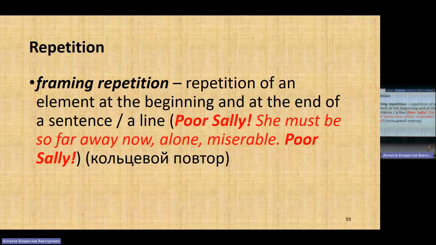Framing repetition, repetition of an element at the beginning and at the end of a sentence. I find this one particularly elegant. Poor Sally, she must be so far away now, alone, miserable, poor Sally.